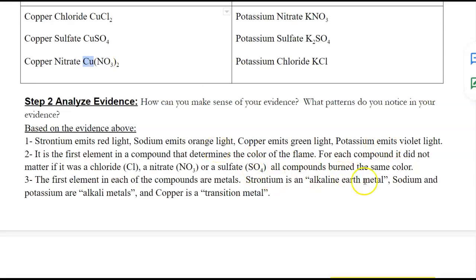So these evidence analysis statements really help us go back to the original question and help us think about the evidence that we've gathered and how it's going to answer that original question, okay? Which is, again, what type of element can a flame test be used to identify? You have to keep that original question in your head while you're going through all of this, okay?